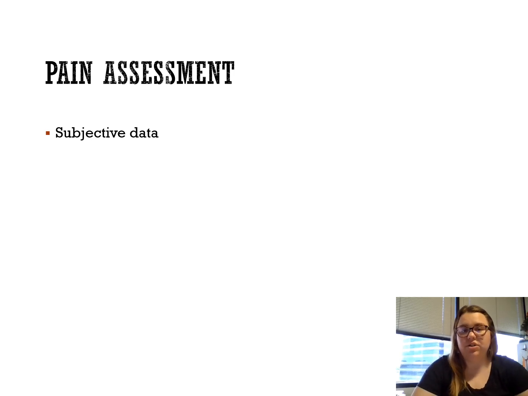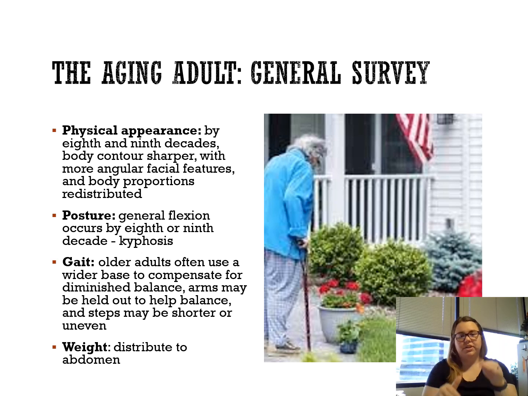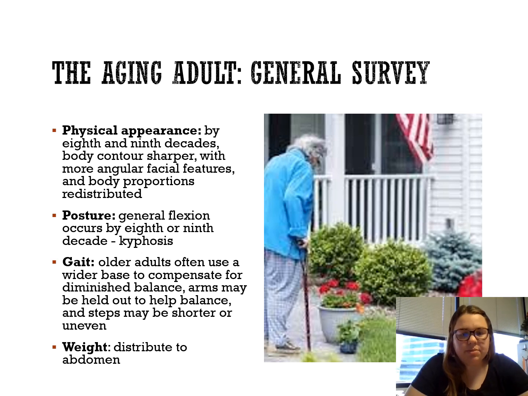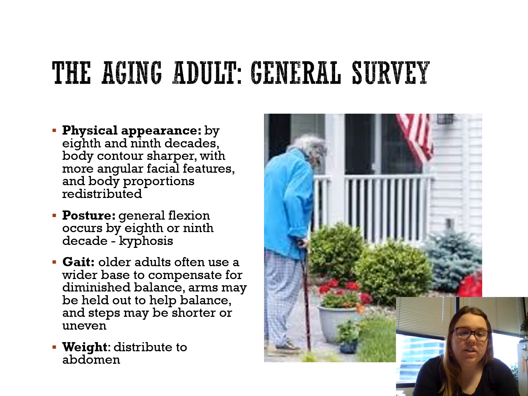Now let's talk about older adults. Older adults with a general survey, their physical appearance. By their 80th and 90th years, their body starts doing this proportional redistribution. They're going to have more adipose tissue in their abdomen. Their facial features are going to be a little bit more angular. Their body contour is sharper. And also their posture, they're going to get that kyphosis position. What is kyphosis exactly? What causes it? It's degeneration of the vertebrae. It comes with age.